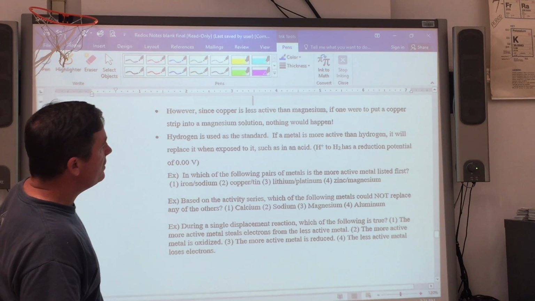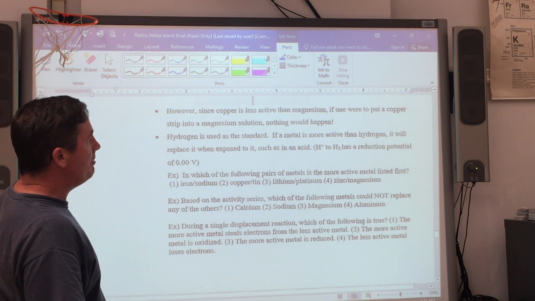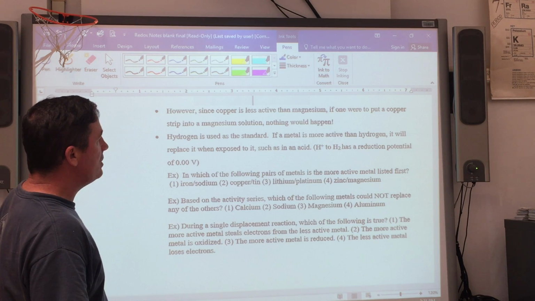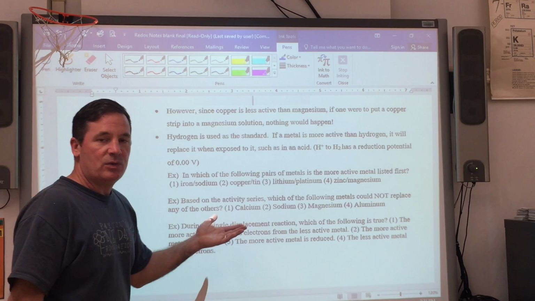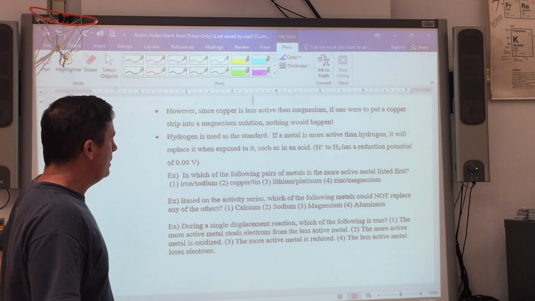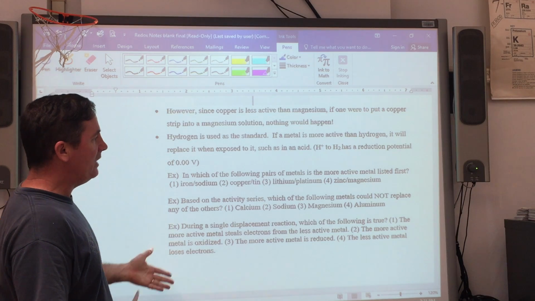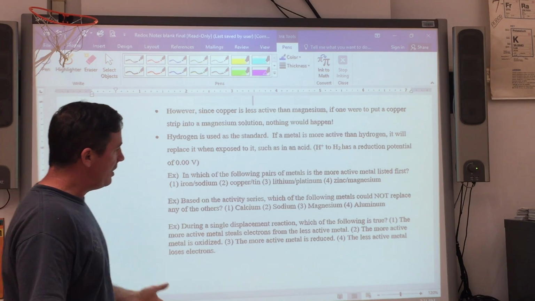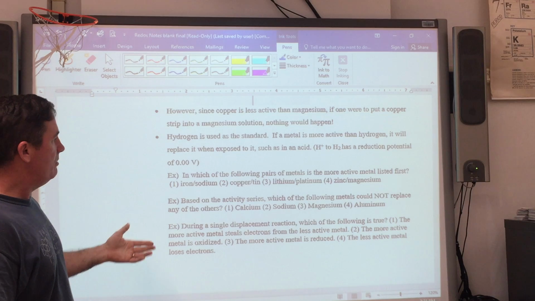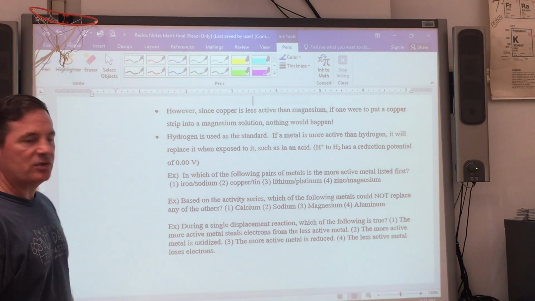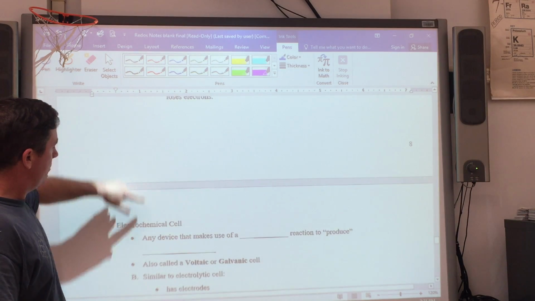Hydrogen is used as the standard, just as you saw. If a metal is more active than hydrogen, it will replace it when exposed to it, such as an acid, and then you can predict. Three examples. I'm not going to go back to the list, but these are there. Pretty straightforward. All you have to do is look at Table J. All right?